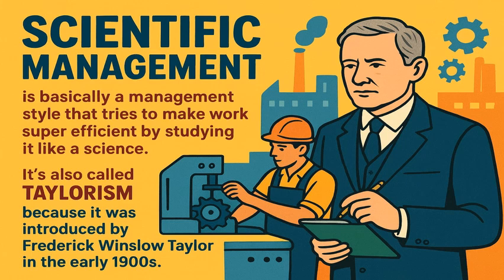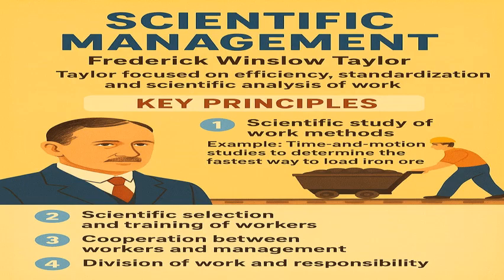Scientific management is basically a management style that tries to make work super efficient by studying it like a science. It is also called Taylorism because it was introduced by Frederick Winslow Taylor in the early 1900s. Taylor focused on efficiency, standardization, and scientific analysis of work.